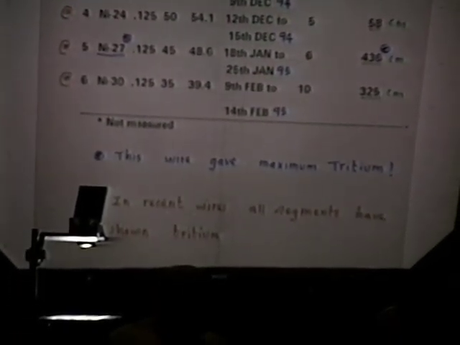This is the quantum of hydrogen absorption in several wires that have shown tritium. This is the last column, centimeters of absorption. This particular wire, nickel 27, really absorbed, even right from day one, its absorption was remarkably very nice, and that is the one that gave us the maximum amount of tritium. In recent wires, all these three have shown tritium. I'll come to the tritium results in a minute.